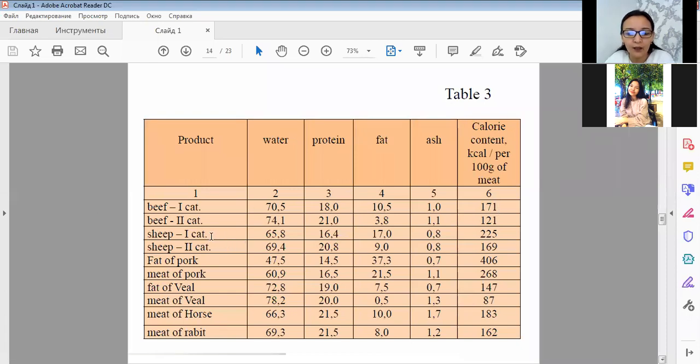In the sheep meat of the first category, water about 65, protein about 16, fat 17, ash 0.8, and calorie content about 225. And the high content of the protein in horse meat and in the rabbit, about 21.5%. And the high content of the fat in the pork, about 37.3%.